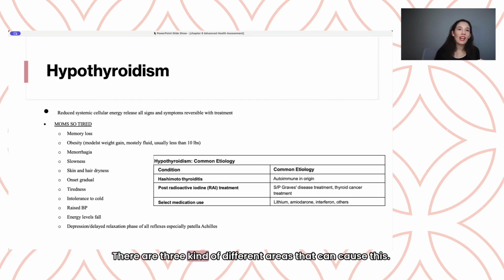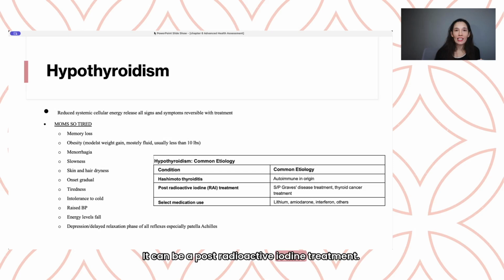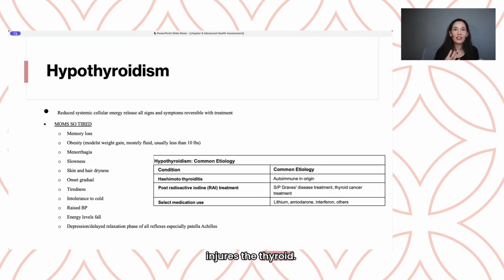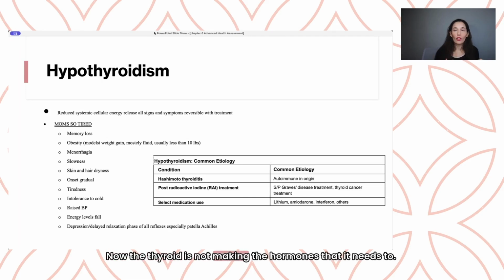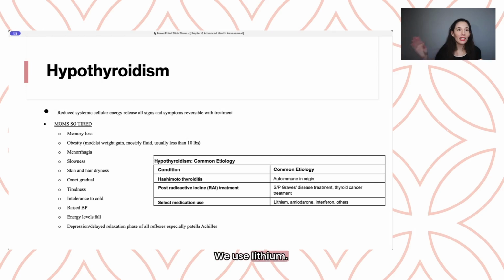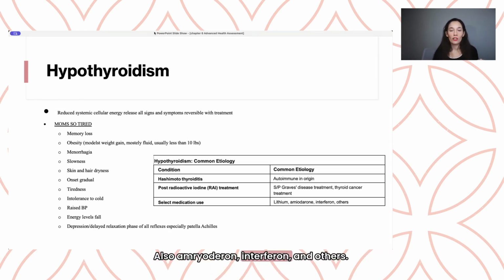There are three different areas that can cause this. So we can have Hashimoto's thyroiditis, which is an autoimmune condition. It can be post-radioactive iodine treatment. So people who have had thyroid cancer or Graves' disease that are treated with radioactive iodine, which then injures the thyroid. Now the thyroid is not making the hormones that it needs to. Now they have hypothyroidism. And then medications can cause hypothyroidism. So this is a big one, lithium, right? We use lithium. Lithium does injure the thyroid. Over time, patients will probably need supplementation of thyroid hormone. Also amiodarone, interferon, and others.